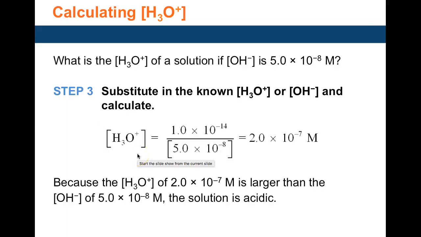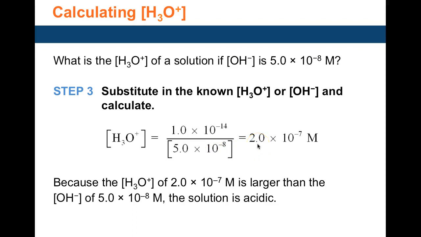So, we were looking at how to calculate either the H3O+ or the OH- concentrations given one or the other. Simply take the Kw value and then divide it by the given value. And then you can determine the unknown. In this case, the unknown was the H3O+. So you took 1 times 10 power negative 14 divided by the given value for OH-, which was 5 times 10 power negative 8, right?